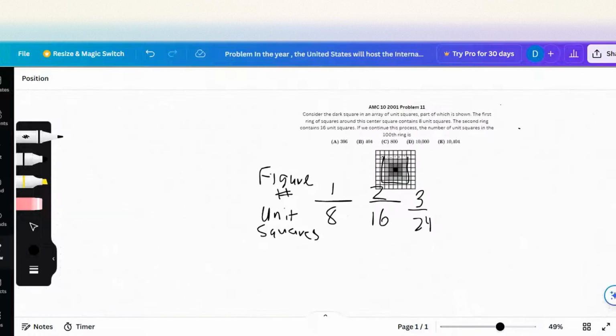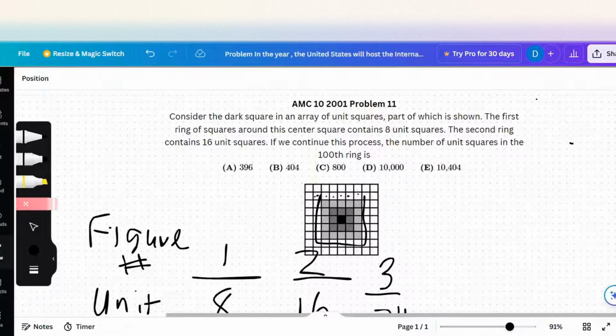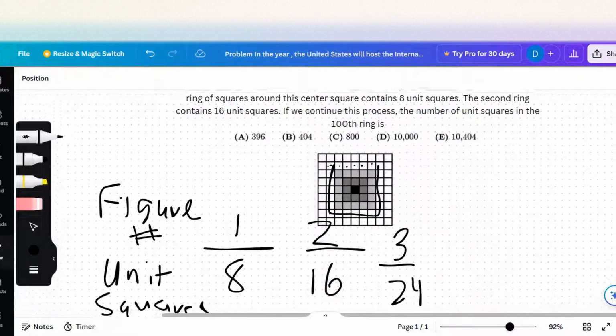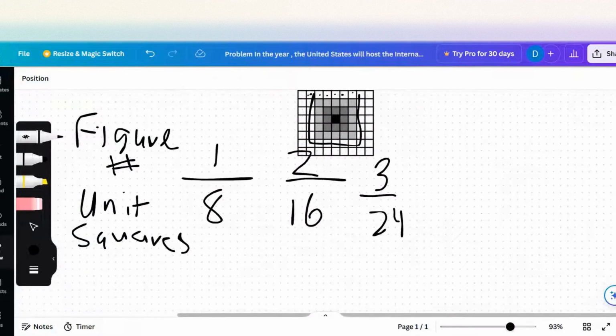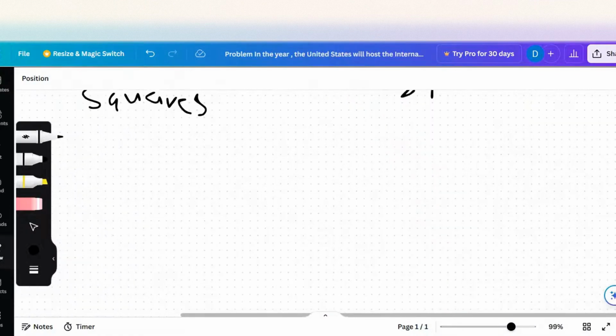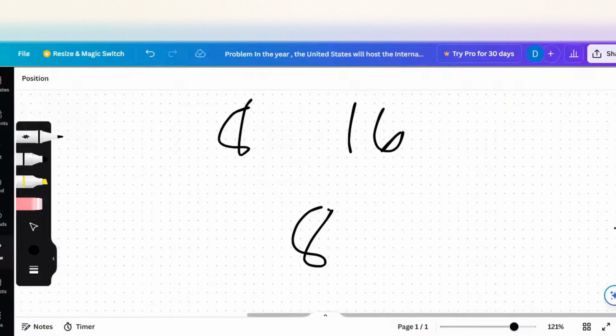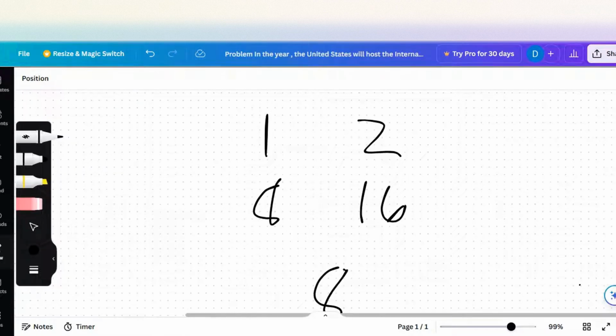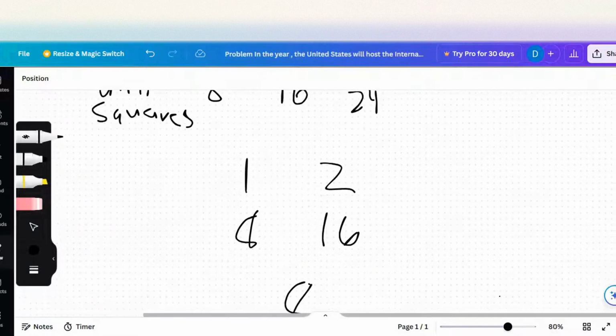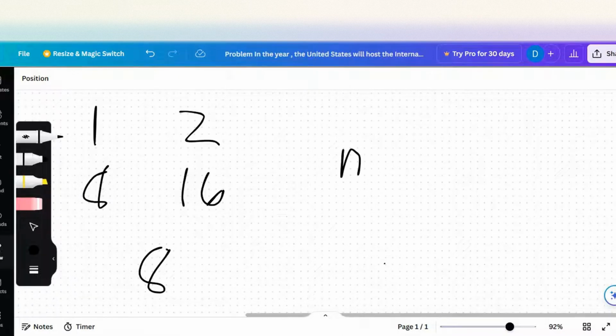Since it's asking for the 100th ring, there have to be 99 differences, or 99 adding differences. For example, between the first and second figure, 8 and 16, the difference is 8. Since there are two figures, there's only one difference. If there are 3 figures, there'd be 2 differences. So the number of figures minus 1 is how many differences there are.